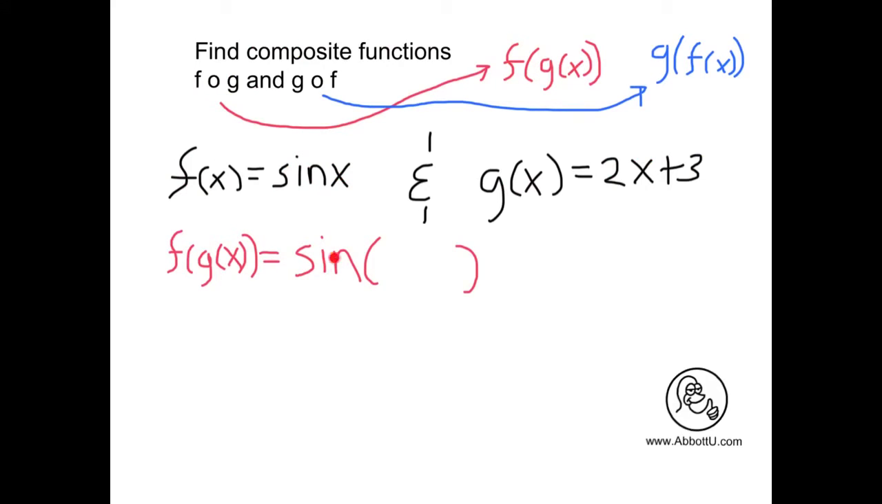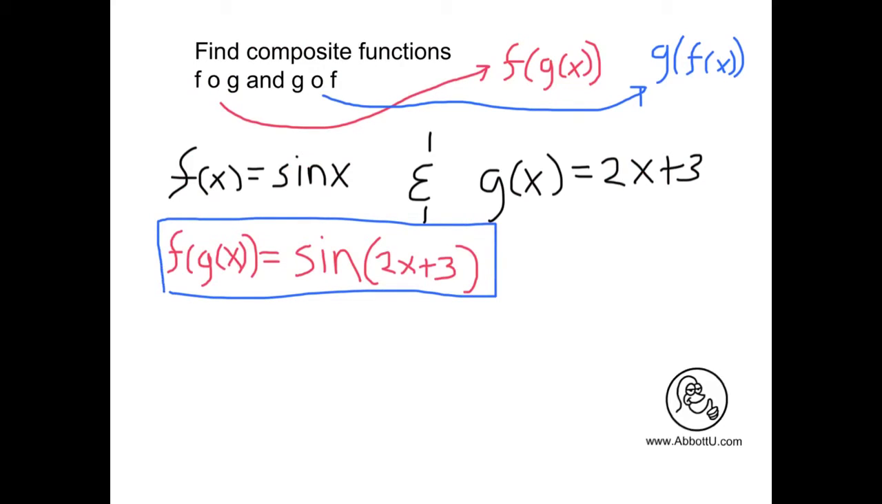Well, we have that here. It's the sine of some number. But since it's a composite function, that number that goes in the parentheses is g of x. All right? And what is g of x? Well, g of x is 2x plus 3. So that's what goes in there. All right? So f of g of x, pardon me, is equal to sine of 2x plus 3. All right, so that's that one. That's actually the answer to f of g of x, which satisfies this part.